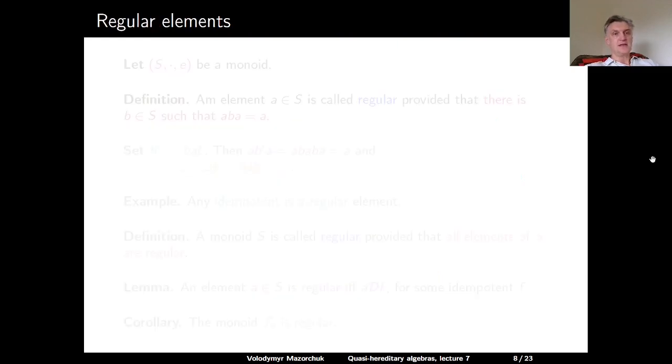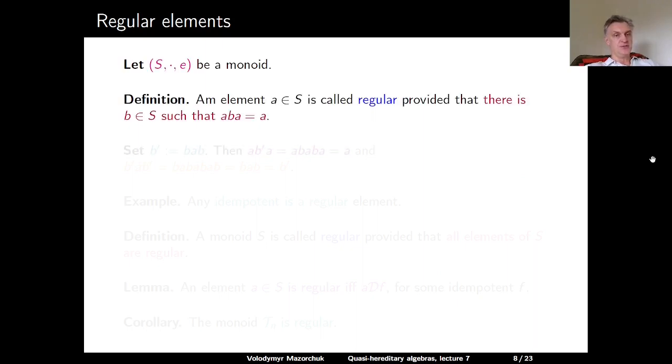Okay, next let us discuss the notion of regular elements. Let S be a monoid. Definition: an element A in S is called regular, provided that there is an element B in S such that ABA is equal to A. So this definition is a little bit asymmetric, but this can be improved.